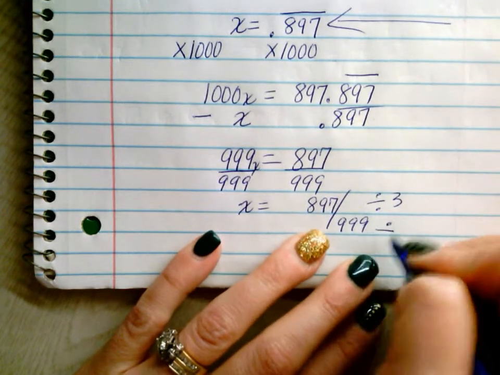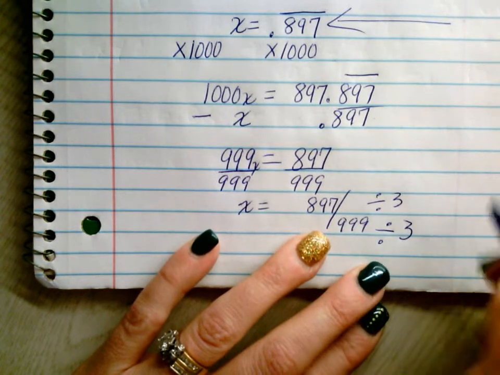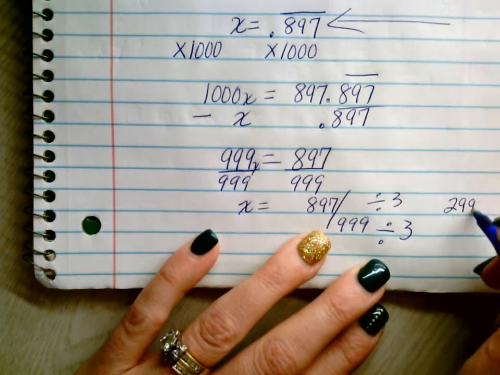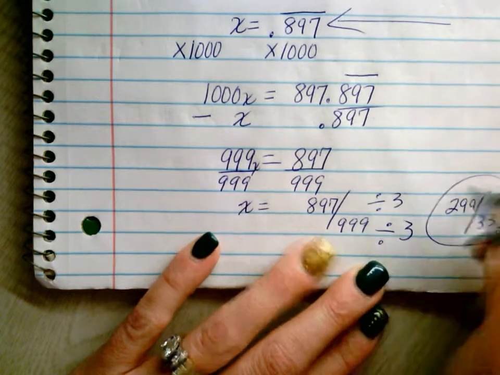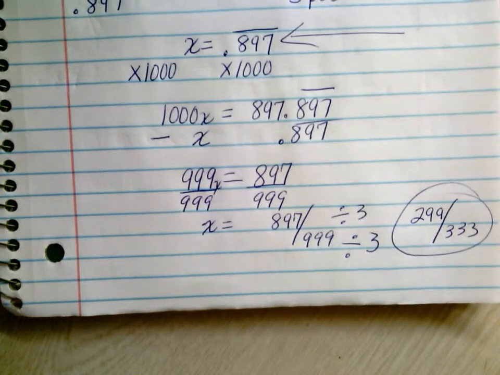I would always test these big ones. Don't just assume they're not reducible. That is divisible by 3, and the answer is 299 over 333 is your final answer. Again, you might think this is nonsensical, but you have to do it.